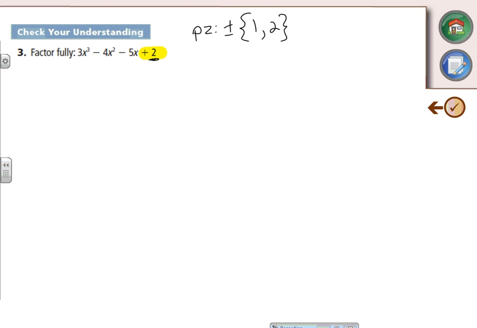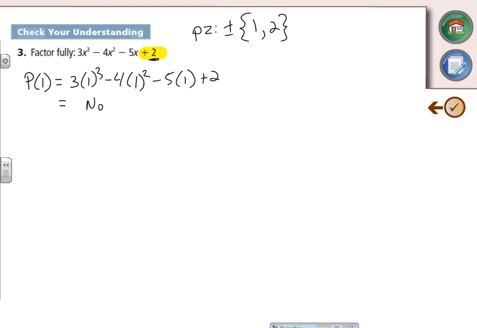So let's try x equals 1. So let's do p at 1: 3 times 1 cubed minus 4 times 1 squared minus 5 times 1 plus 2. Punch that in and through. We know this is not going to equal 0. You don't even need to get to numbers. As soon as you realize it's not going to be 0, no.